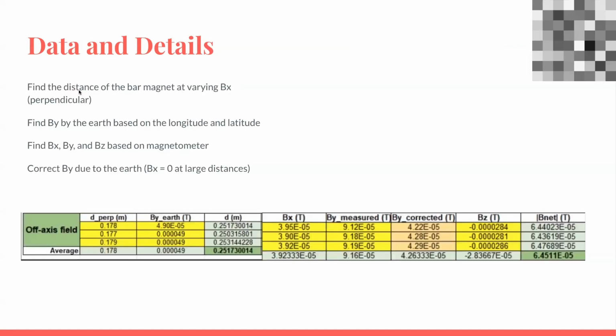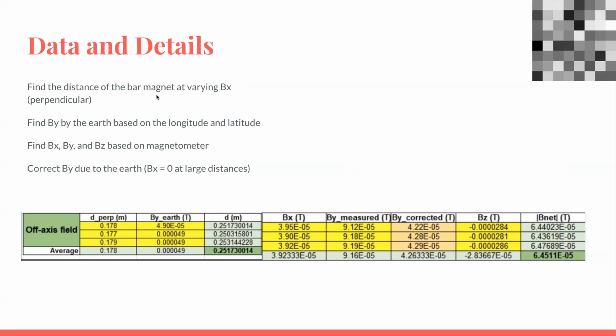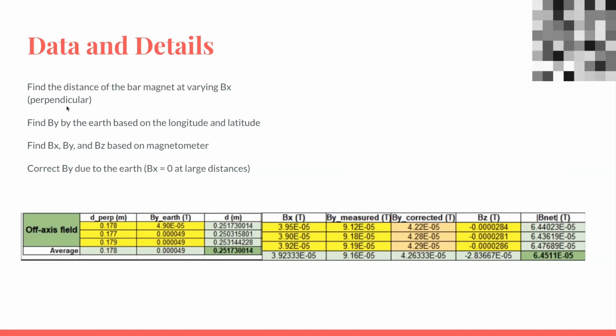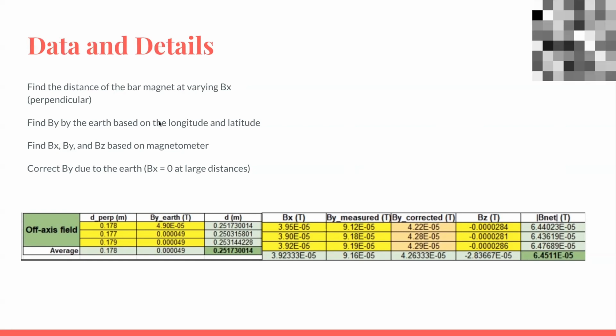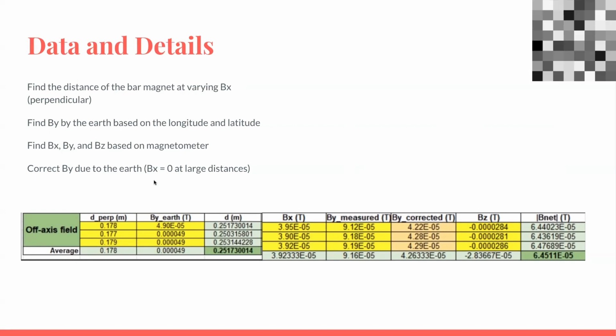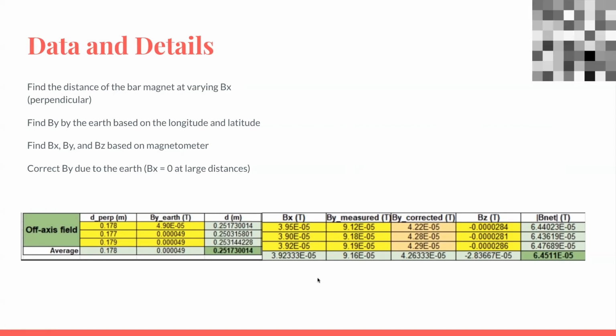Data and details part 2. Find the distance of the bar magnet. One of our details was to find the distance of the bar magnet at varying Bx perpendicular. Find By of the Earth based on the longitude and latitude, and then find Bx, By, and Bz based on the magnetometer. We then could correct By due to the Earth, and we found that Bx is 0 at large distances. And here's all the data down here.